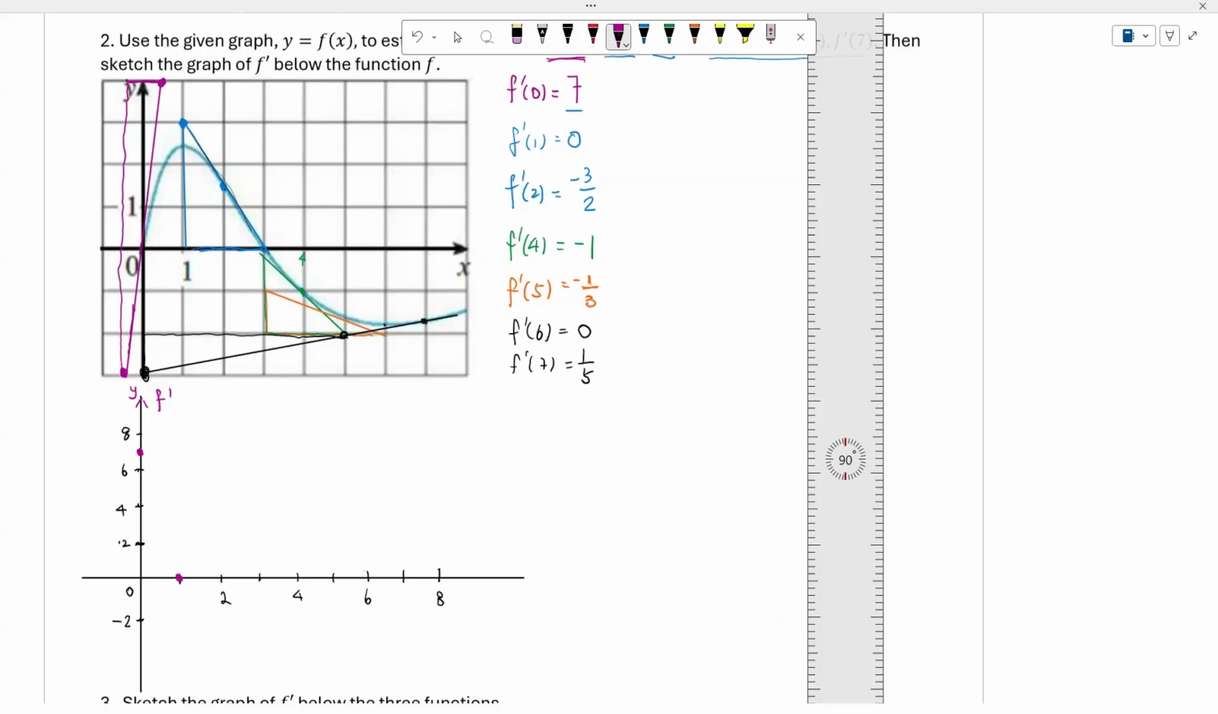Then it is about -1.5, then -1, and then -1/3, and then 0, and then about 1/5. Okay. So now we could trace it back to the graph. Maybe we could consider something like this. So now this is my f prime.